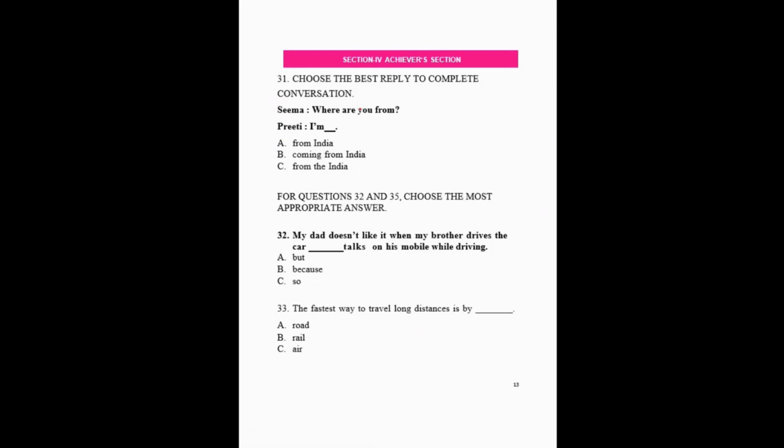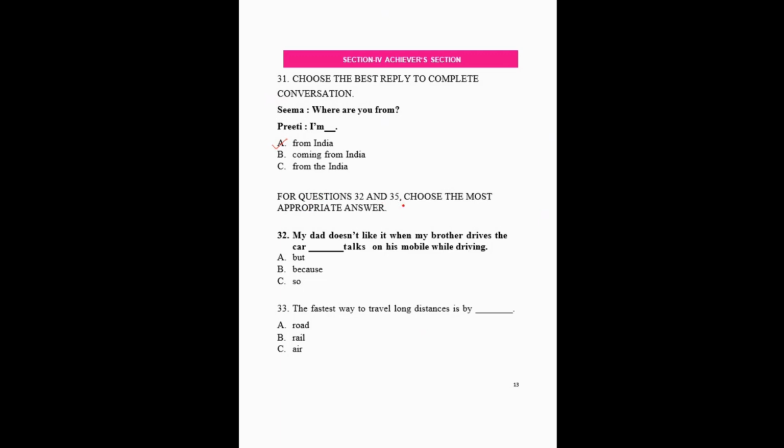Now, last section, the achiever section, which carries 2 marks per question, so we have to use these questions wisely. Choose the best reply to complete the conversation. First one, Seema says, where are you from? Preeti says, I am from India, coming from India, or from the India. I will say, I am from India. That would be the correct answer.